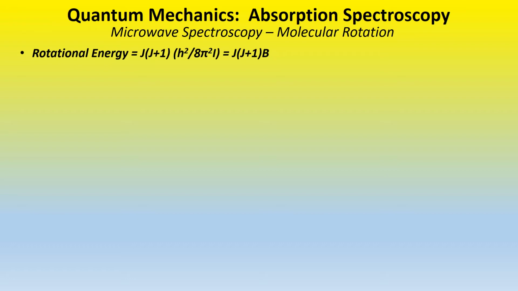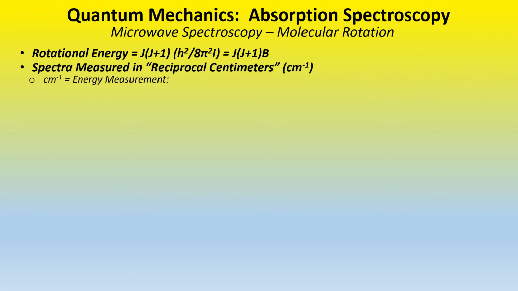Normally, the spectra for a microwave spectrum is measured in what are called reciprocal centimeters, or centimeters minus 1. These are actually energy measurements. From fundamental equations, you know that E is equal to h nu, which is the same as Planck's constant times the speed of light over the wavelength. So therefore, 1 over the wavelength, or a reciprocal centimeter, is equal to the energy divided by hc, with the caveat that the speed of light has to be measured in centimeters, 2.998 times 10 to the 10th centimeters per second.